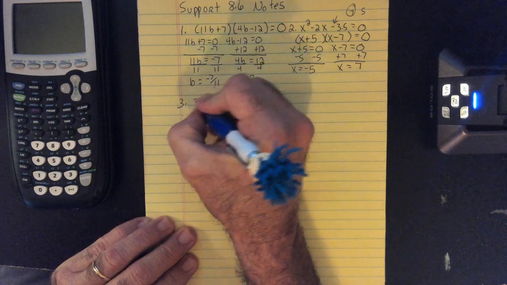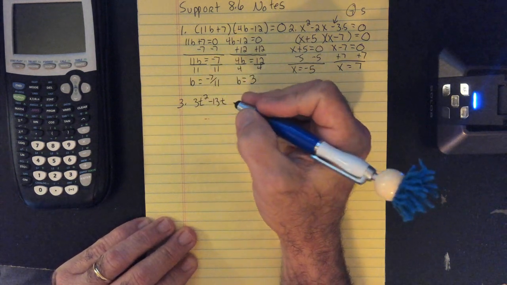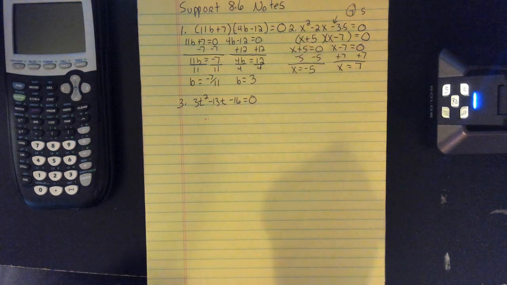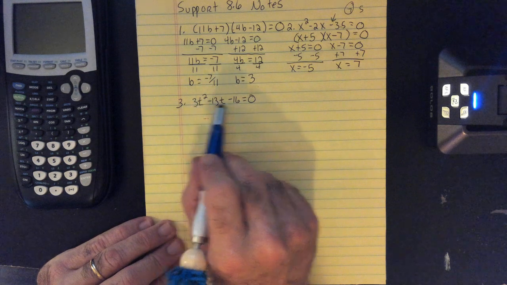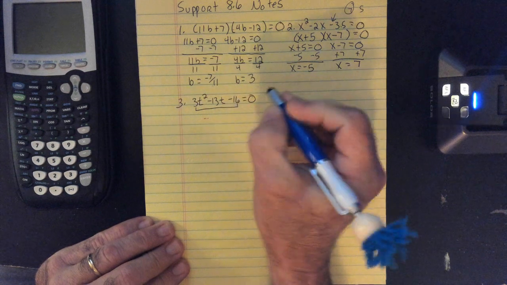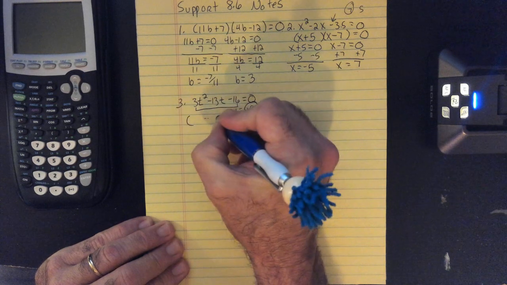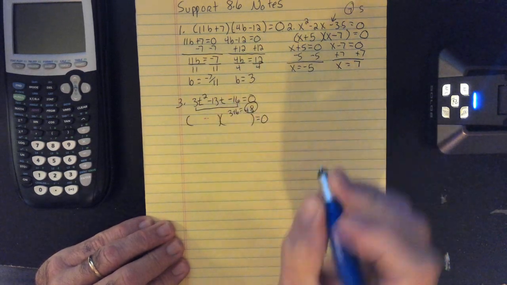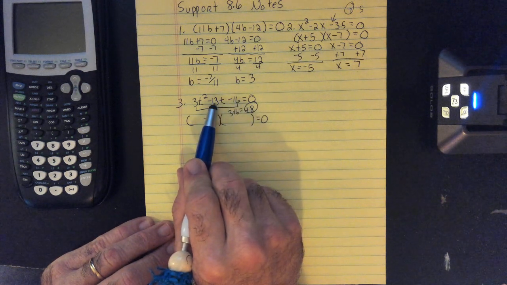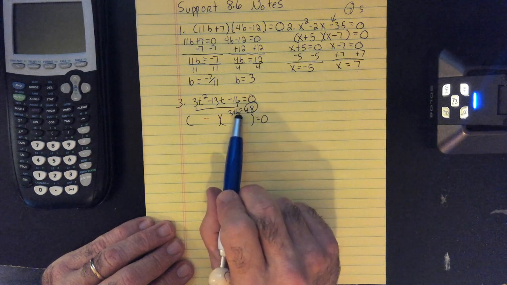Alright, this one has a 3t squared minus 13t minus 16 equals 0. Now, this one does not have a GCF on it, so to factor it, remember, we have to do 3 times 16. 3 times 16 is 48. So I'm going to make my parentheses. Alright, so what factors of 48 will subtract and give me 13? Well, look at these. These two numbers that I used, 16 and 3, they subtract and get 13.